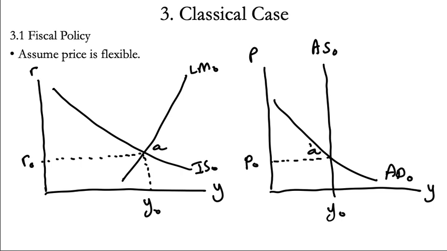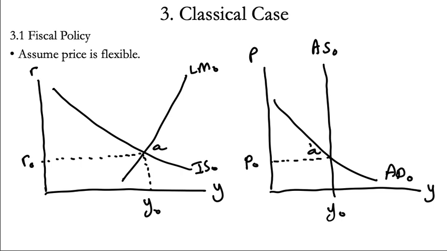So we move now to the classical case. We look at the first one, fiscal policy. In the classical case, we already know that price is flexible. Therefore, if there's an increase in actual price by 1, there will be an adjustment in expected price by 1 also. So that means there is a 1-to-1 adjustment between actual price and expected price.